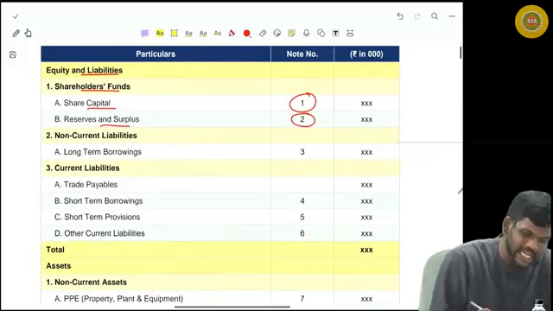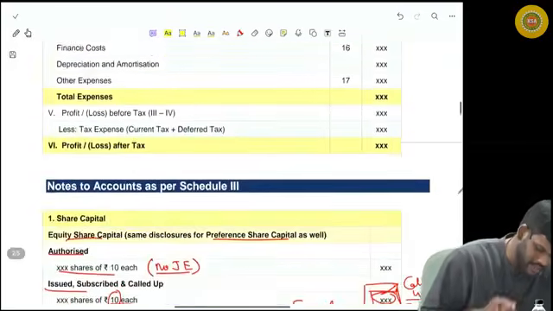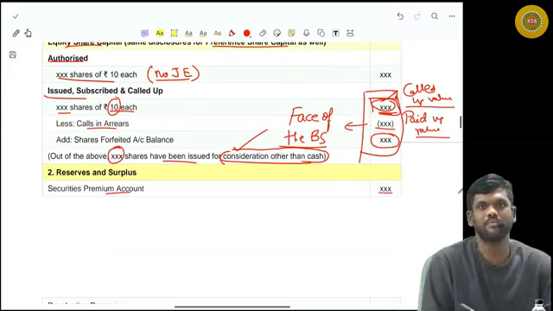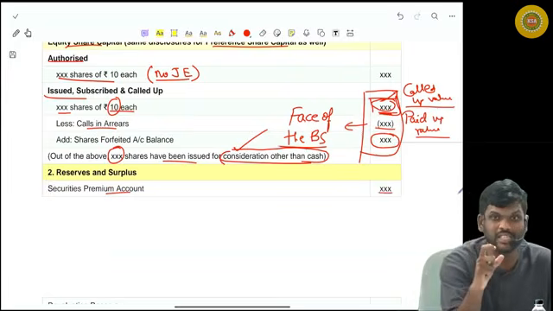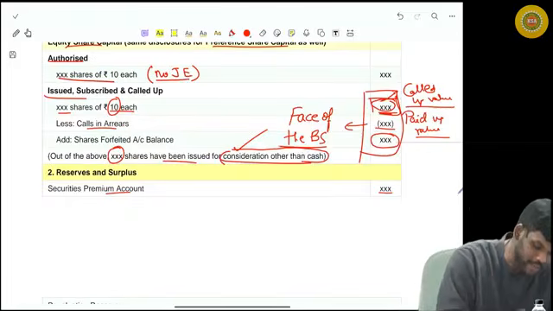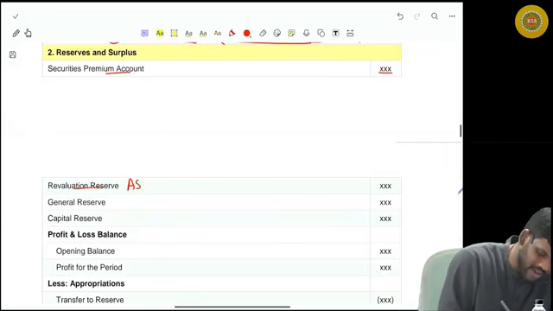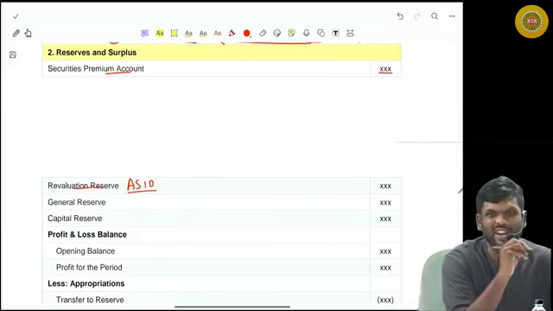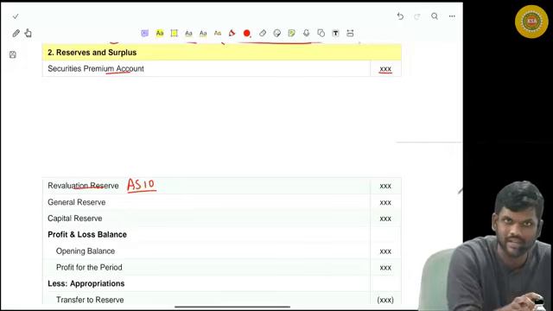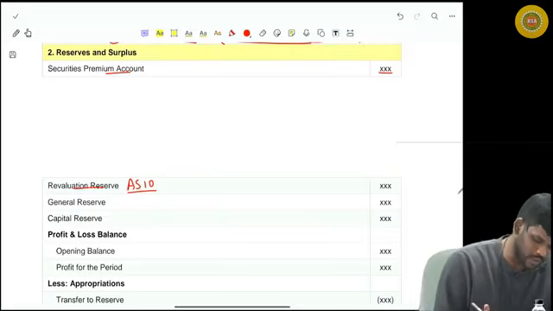Then the second one is reserves and surplus. All the reserves will come here. Let us see what all reserves can be there. One, obviously many of you know, securities premium reserve. Here the premium will be there. Excess of issue price over face value, which is a premium, will be there inside securities premium ledger account. And then you all know revaluation reserve, AS 10. We would have learned this. Any profit arising on revaluation of an asset under AS 10 cannot be taken to P&L, will be transferred to a separate reserve called revaluation reserve. So this revaluation reserve also will come here.